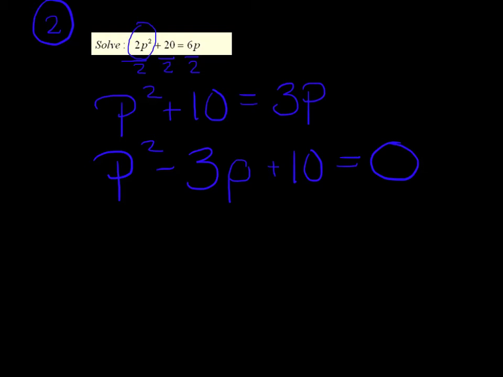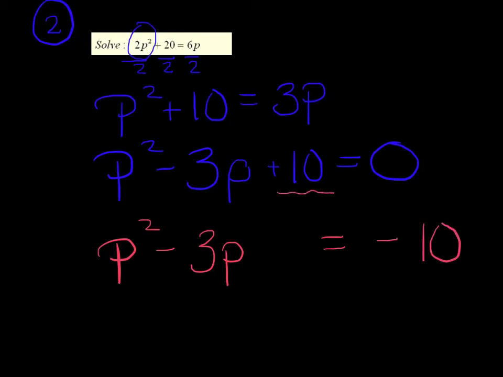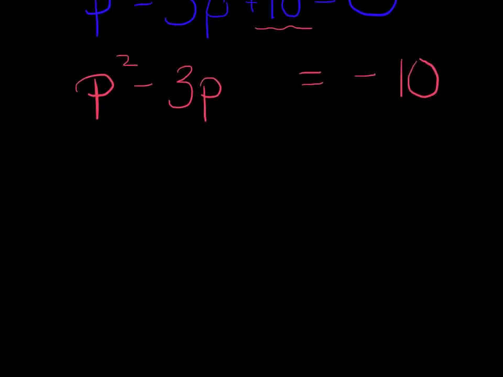All right, now my leading coefficient is a 1, and we're in good shape. So we'll move that constant over. So I've got p squared minus 3p equals negative 10. Okay, moving that constant over. All right, we're going to leave a little space to add on to, so I'm going to put plus a little box. I'm going to add something to both sides.